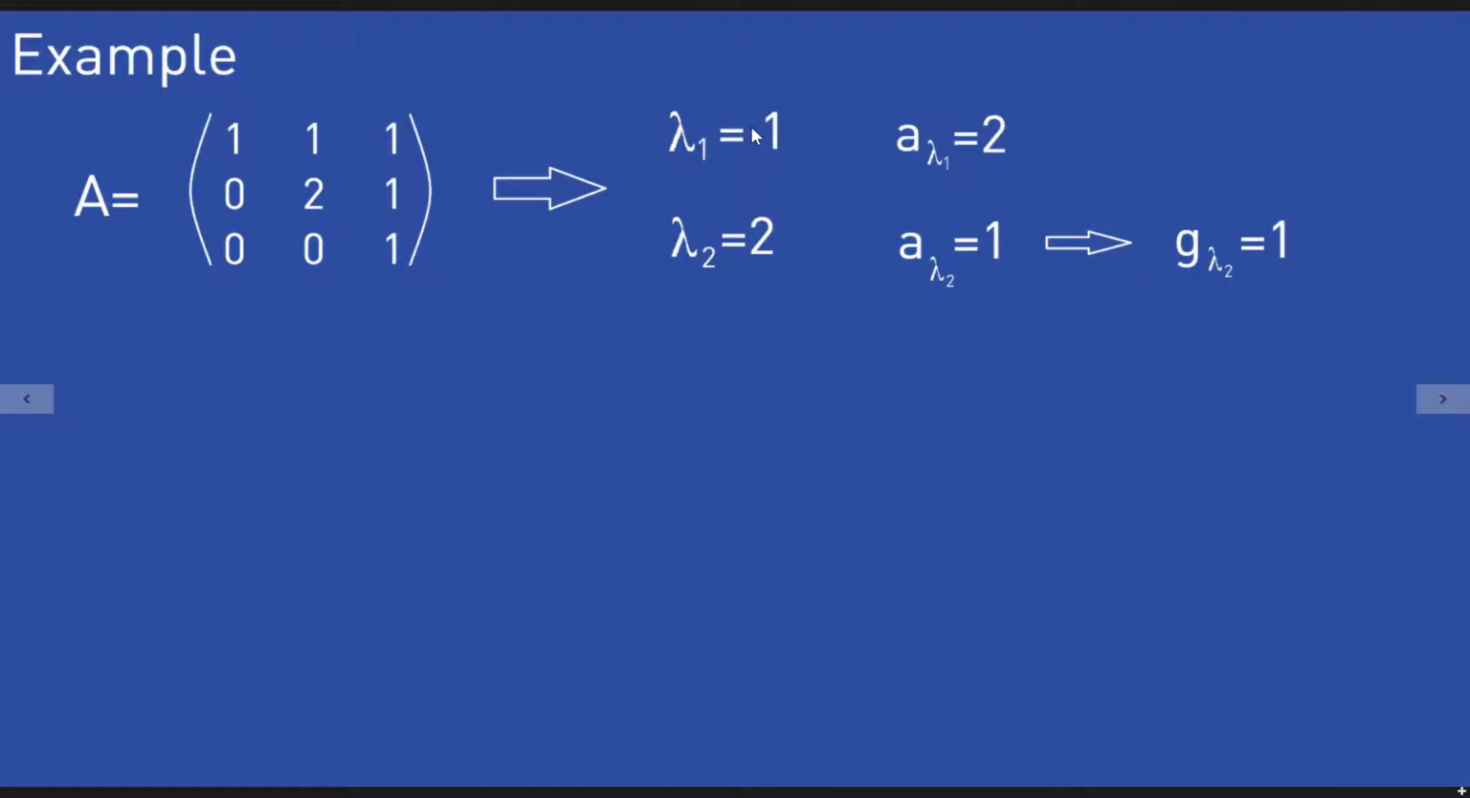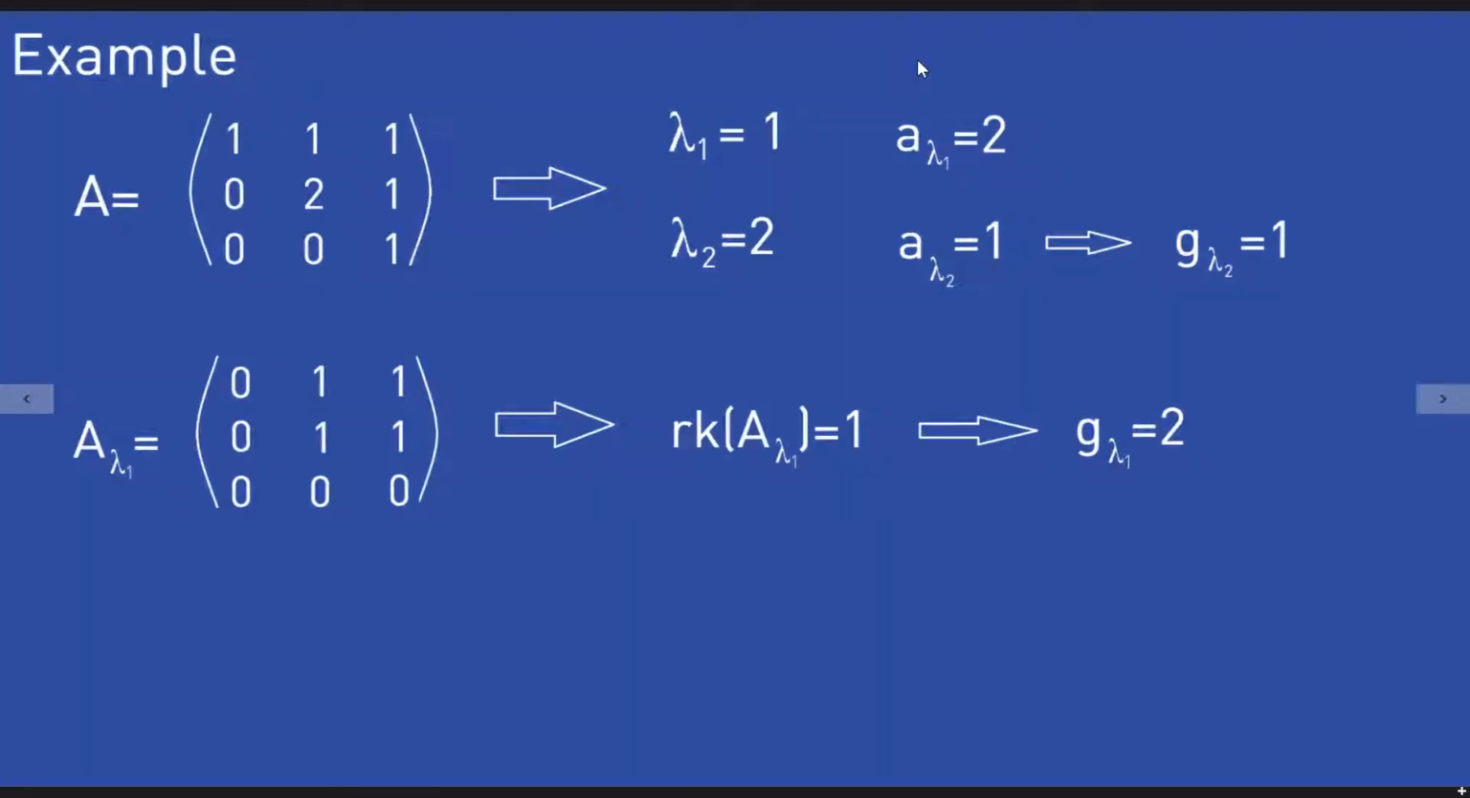For the geometric multiplicity of the first eigenvalue lambda 1, we have to find the rank of the matrix A minus lambda 1. To calculate this matrix, we have to subtract the eigenvalue lambda 1, which is equal to 1, from the diagonal of the matrix A. So 1 minus 1 is 0, 2 minus 1 is 1, and 1 minus 1 is 0. In the end, we get this matrix here. This matrix has rank 1. Therefore, the geometric multiplicity of lambda 1 is 2.